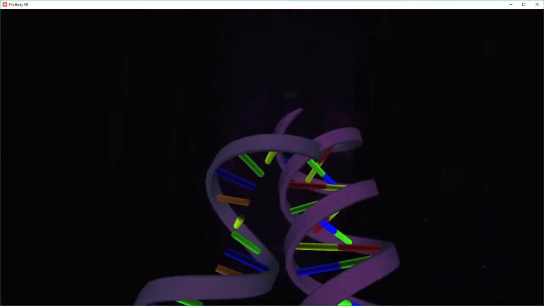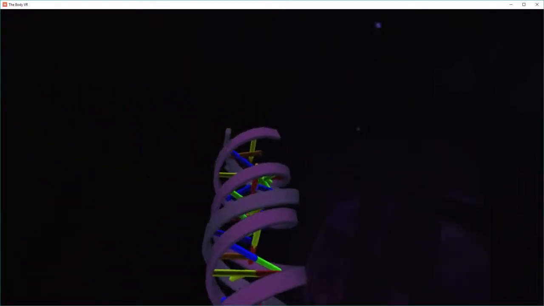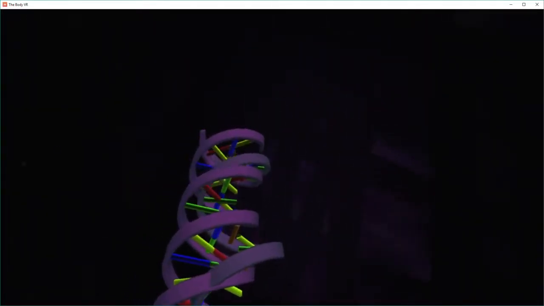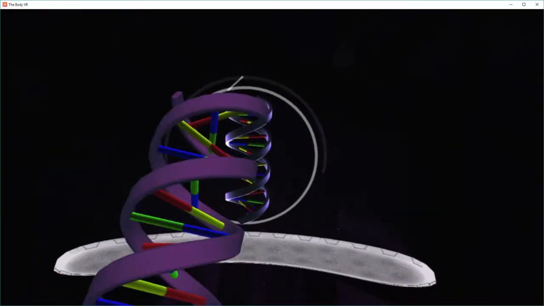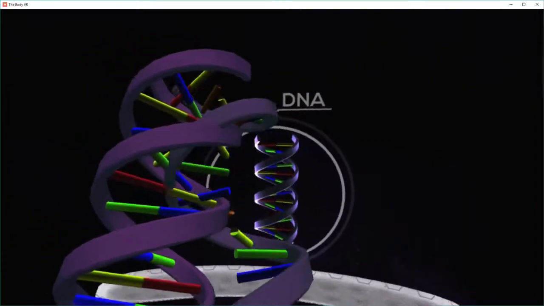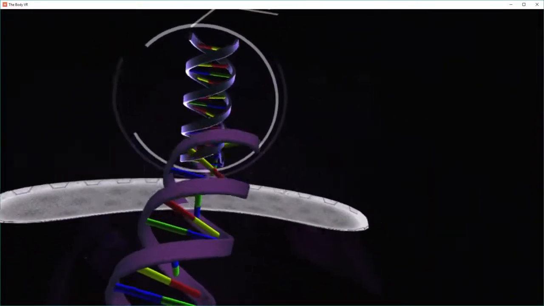We are inside the nucleus, the control center of the cell, containing the majority of the cell's DNA. DNA, or deoxyribonucleic acid, is a molecule that carries our genetic code.